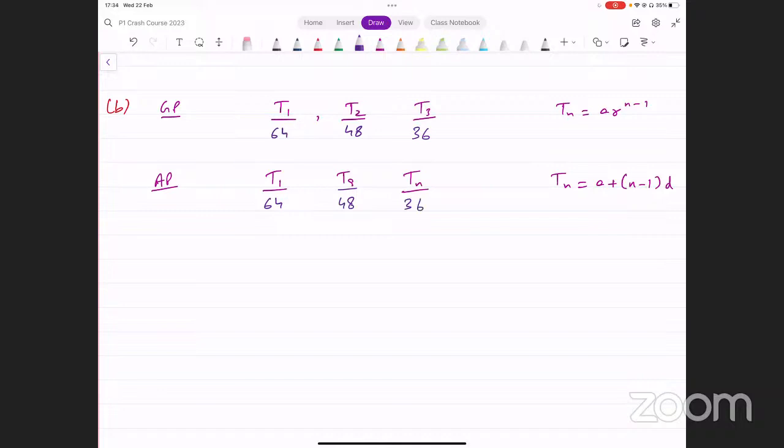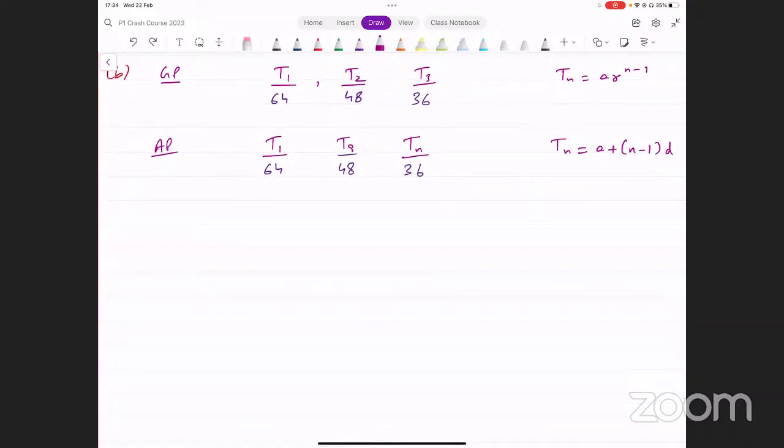Now, how do we find the value of n from this? We could think of using the nth term formula for the AP that looks like this: A plus n minus 1 times the difference. The value of Tn is 36. We could put that here. That's 36 equals A. We know the value of A. The first term is 64. We could put that here, plus n. We have to figure that out, into times the difference. We don't know what the difference is.